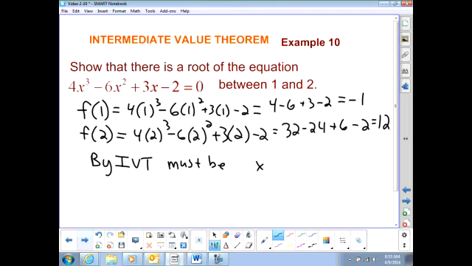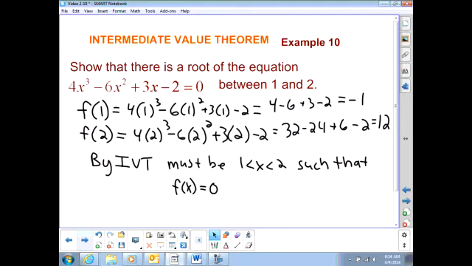some x value between 1 and 2 such that f of x equals 0. Okay, and again, the reason for that is because it must hit every y value in between negative 1 and 12. Now, if we wanted to get more specific, we could narrow it down some.